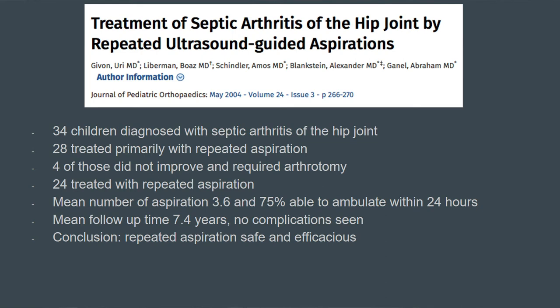They followed these patients for 7 years and they saw no complications. So they concluded that repeated aspiration may be safe and efficacious, even in the hip joint. But this was a study in children again.